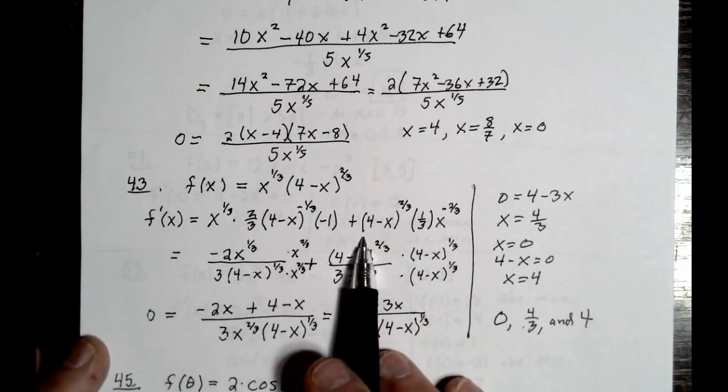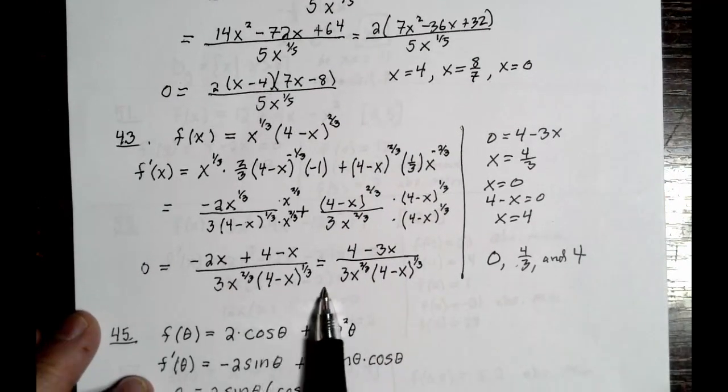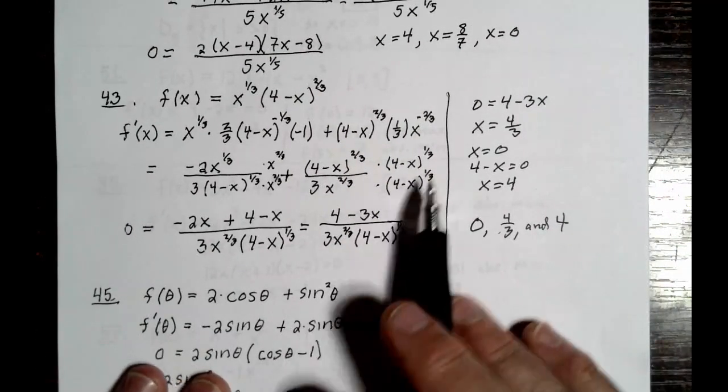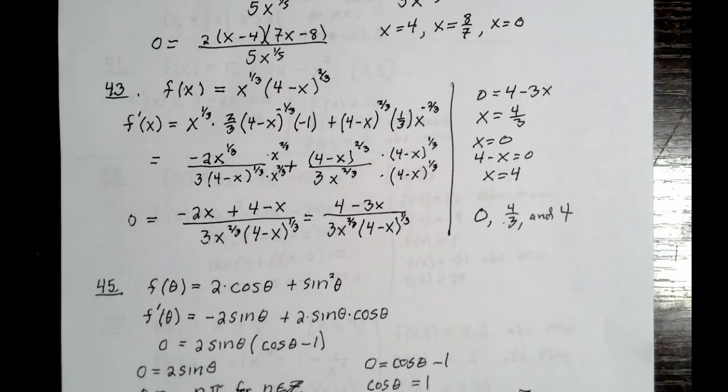Take the derivative, reduce, bring it together as one big fraction. Now you set each one equal to 0 and you get your critical values.